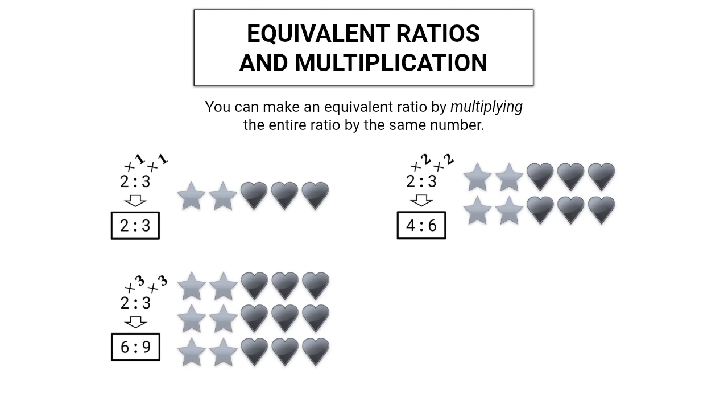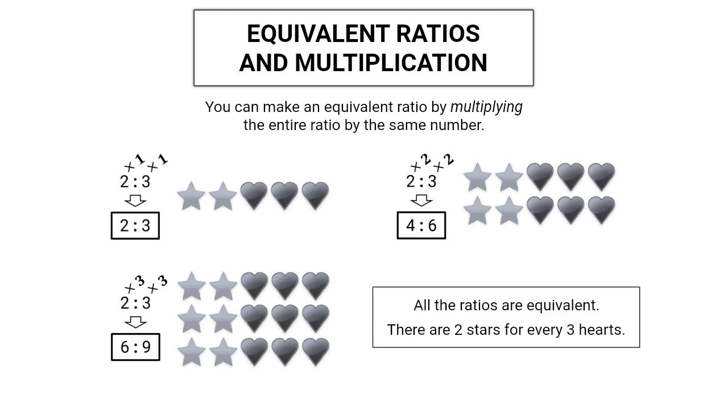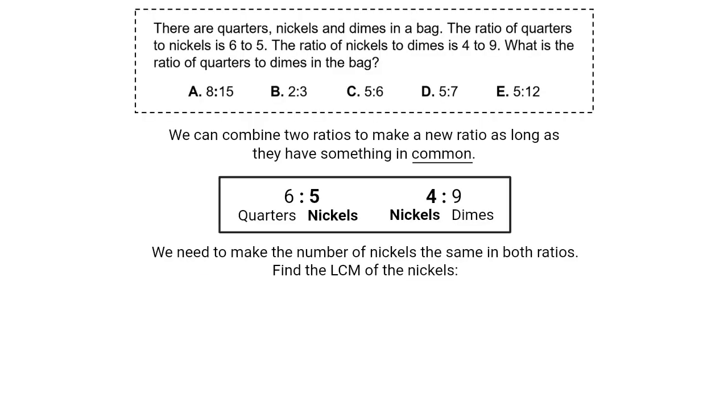And so the whole concept I want you to see is that all these ratios are equivalent because they all say the same thing, that there's 2 stars for every 3 hearts. And that's how we're going to approach this problem. So if we have 2 ratios, we can create a new ratio as long as they have something in common. And in the case of both of these ratios, they have nickels in common. There's 6 quarters for every 5 nickels, and there's 4 nickels for every 9 dimes.